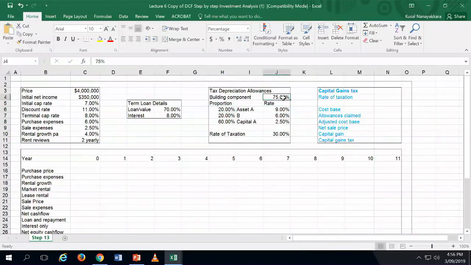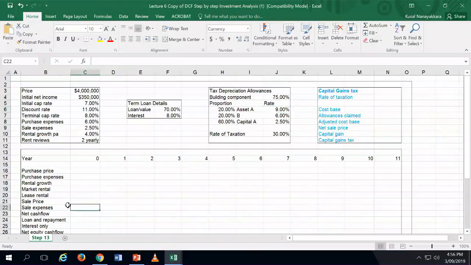20% of the 75% in 3 million is asset A, which depreciates at 9%. 20% of 3 million is asset B, which depreciates at 6%. 60% of the 75% is structural work, which has capital allowances of 2.5%. These are depreciation rates, right? And then calculate the total depreciation allowances.